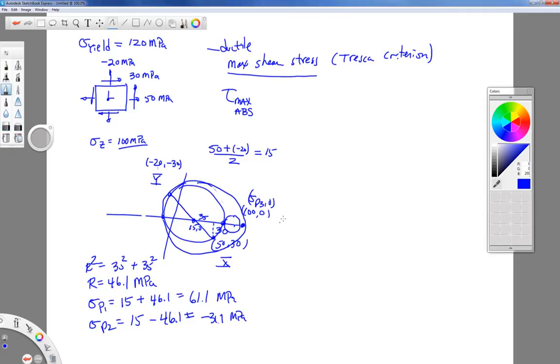And tau maximum absolute in this problem is the radius of the biggest circle. It's 100 minus a negative 31.1, divided by 2. And that turns out to be 65.6 megapascals.